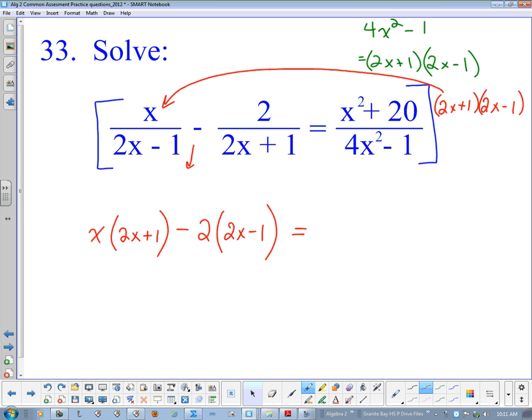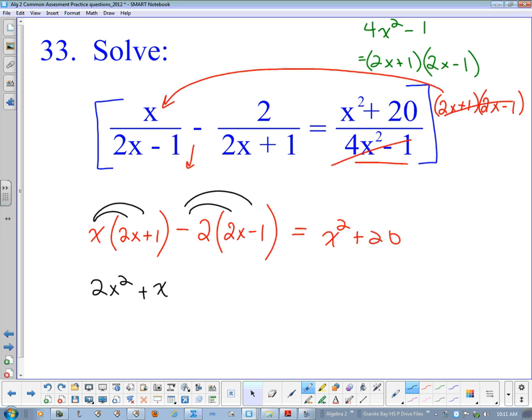Since 4x squared minus 1, this one, is equal to 2x plus 1 times 2x minus 1, the entire thing is gone. We just end up with x squared plus 20. Now it becomes an algebra 1 problem. You're simplifying, distributing. Here we go. Distributing 2x squared plus x. Distributing minus 4x plus 2 is equal to x squared plus 20.